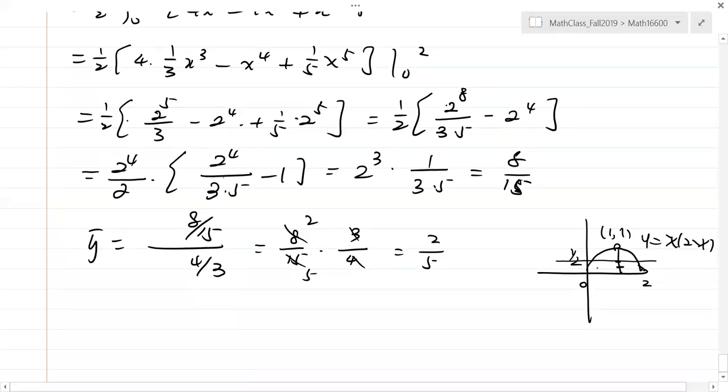Then you stop. You don't need to waste time to calculate x bar, because by symmetry, x bar is clearly going to be 1. The center should be on the axis of the parabola, okay?